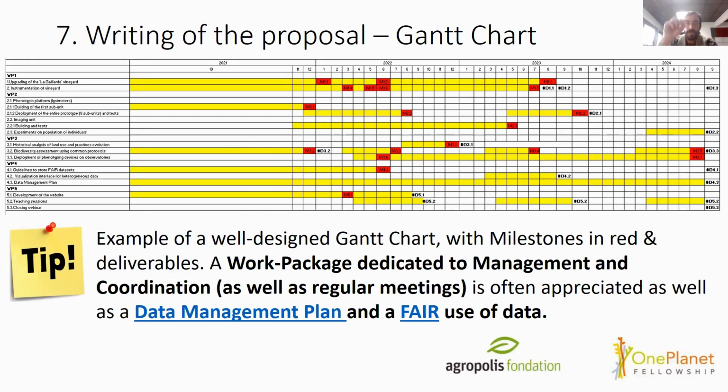You can put, for example, in my project, every month we will have a meeting. So do not hesitate. Usually you name it work package 0, and you can put all the different meetings that you plan. And if you have, for example, a closing seminar or a kickstart, you can put all of them. So do not hesitate to put the management in your Gantt chart. It will show the evaluator that you're conscious that the project needs to be well managed.